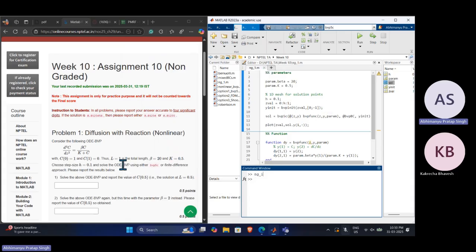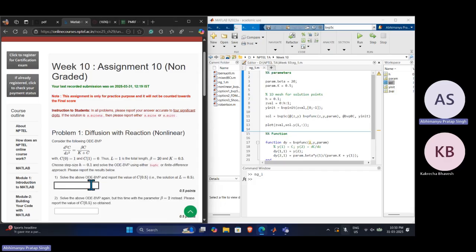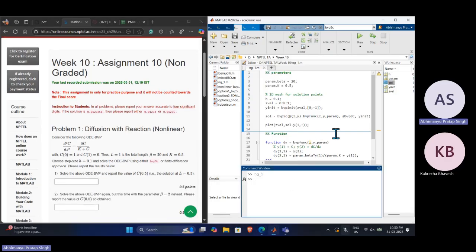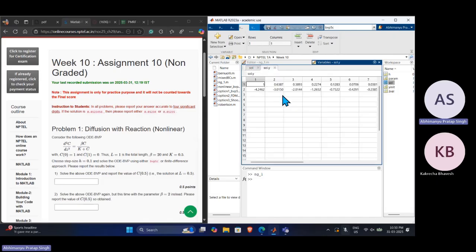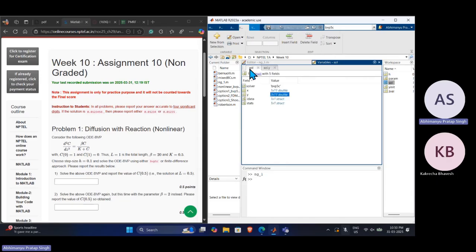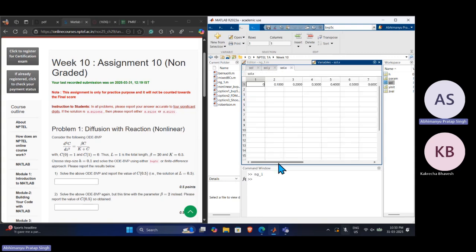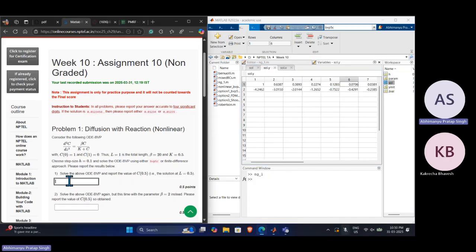We want to report the value of C at 0.5. Let us take this one. The first one is the C values, and these are the X values. So 0.5 is the sixth element, so that is 0.0706.